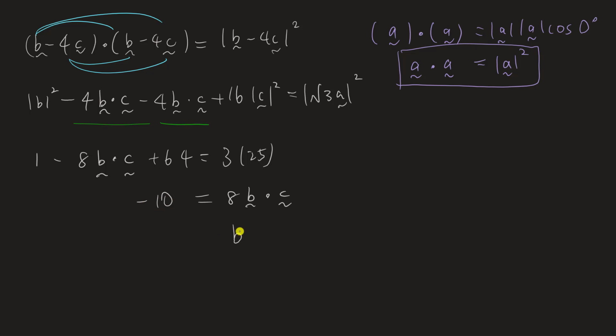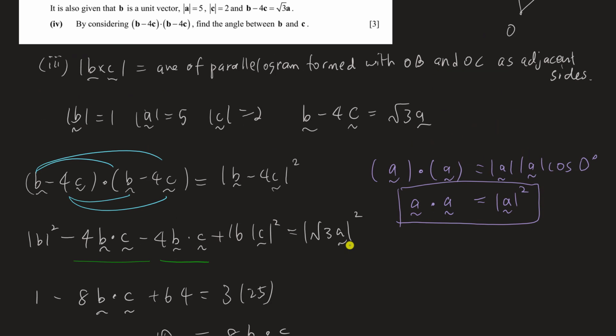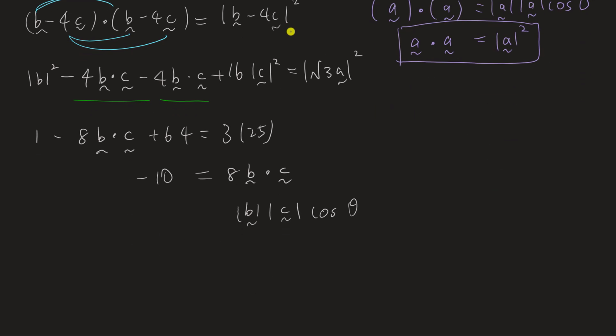And of course B dot C can be written as mod B mod C cosine of the angle between B and C, which is the one they want you to find, angle between B and C. And this is equals to negative 10 over 8. Mod B is 1. Mod C is 2. So I'm going to bring the 2 underneath. I'll get this. So therefore, theta is cosine inverse negative 10 over 16. Press the calculator, you get 128.7 degree, 1 dp. And with that, we're done with this simple vector algebra question.